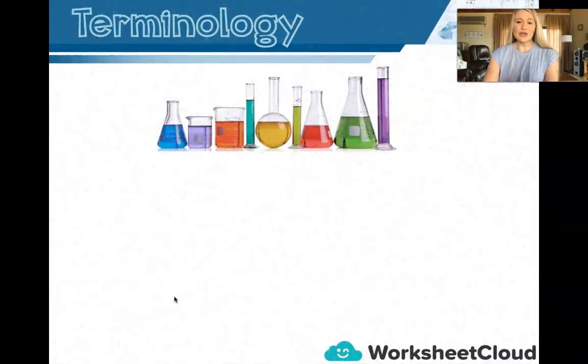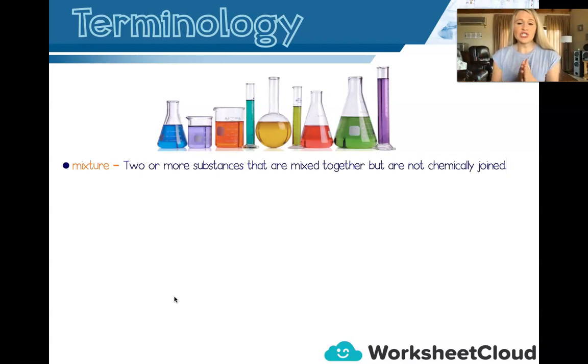So I'm going to go through some of the words and the terminology that we learned yesterday, as well as some new words that we're going to learn today that are going to appear throughout the lesson. So the very first word, which I'm sure you've all seen before, is the word mixture. Remember that the word mixture means two or more substances that are mixed together, but they are not chemically joined.